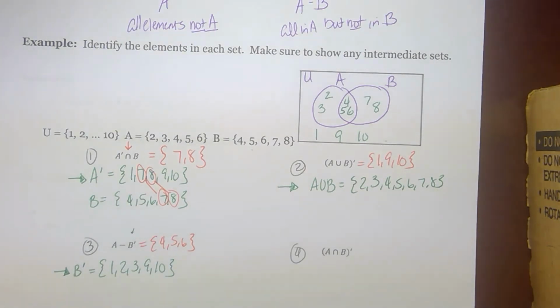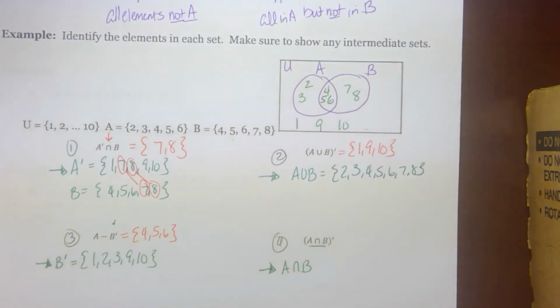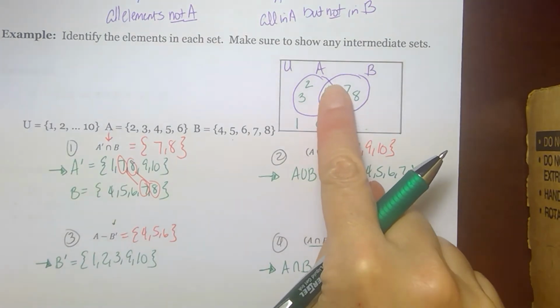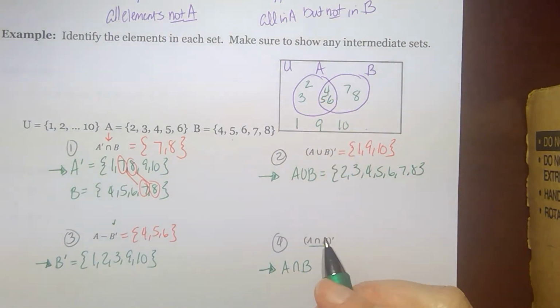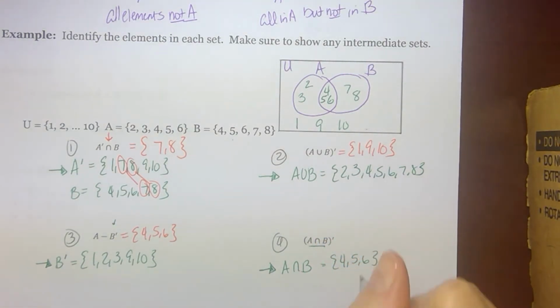Okay, what about number 4? Order of operations again. What's my intermediate set that I have to figure out? Well, it's what is inside the parentheses. So my intermediate set that I have to do first is the intersection of A with B, A and B. I can look at my Venn diagram and see very easily my intersection. What they share are those 3 elements in that one region right there, 4, 5, 6. The intersection of A and B is 4, 5, 6.